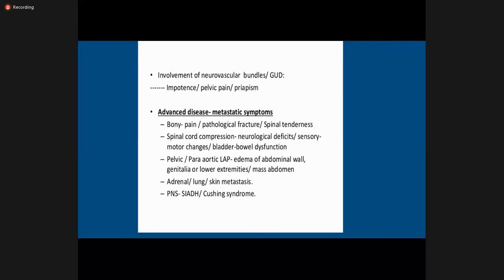So it's a wide spectrum. It depends on the stage, on which stage the patient is coming to your clinic. If it is an early stage, then the symptoms will be less. If it is at a little bit advanced stage, then he will have the lower urinary tract symptoms. If somebody is having metastatic disease, then his symptoms will probably be much more.